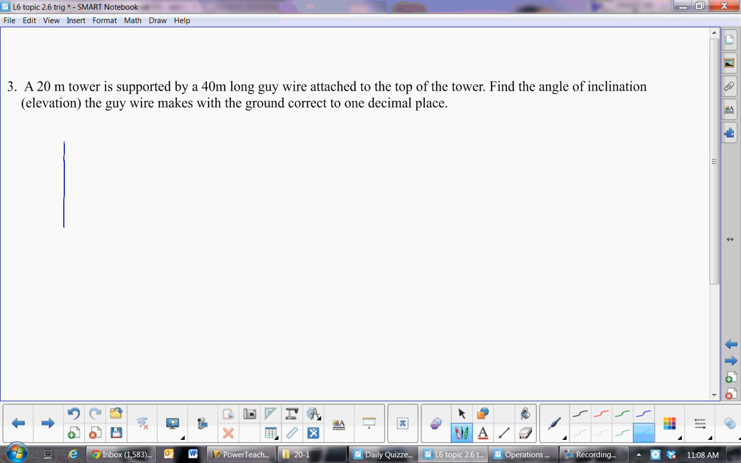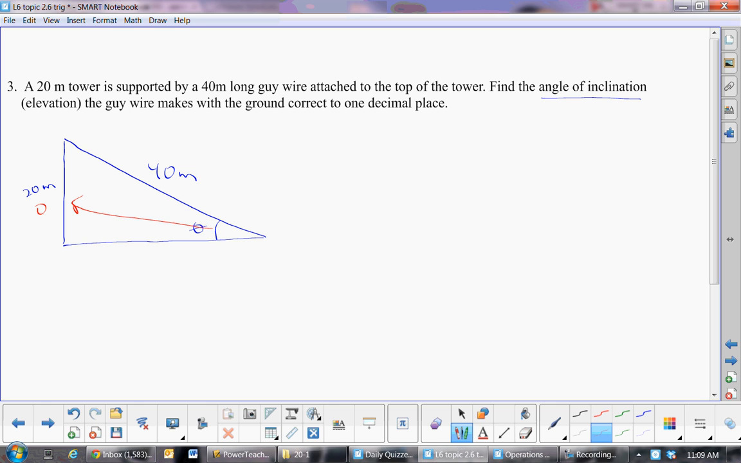So again, you don't have to be all creative about your tower, but it's 20 meters and is supported by a 40-meter long guy wire. Find the angle of inclination. Remember, you're a tiny small ant in a hole, so this would be your angle of inclination, right? So again, don't rush. These are like guaranteed marks if you take the steps.